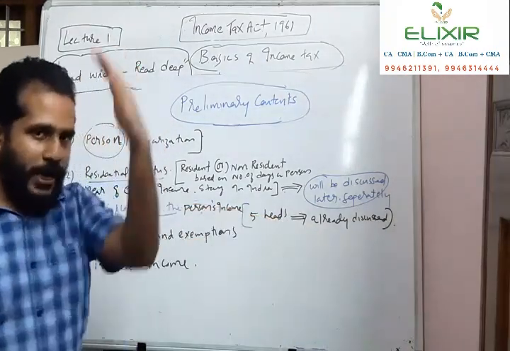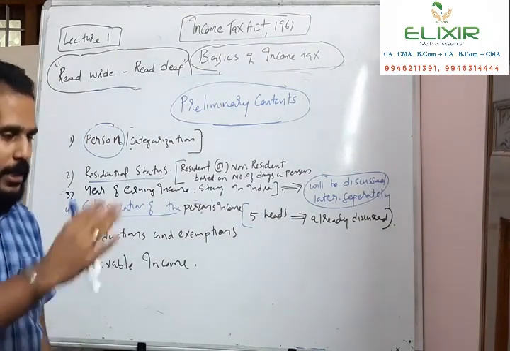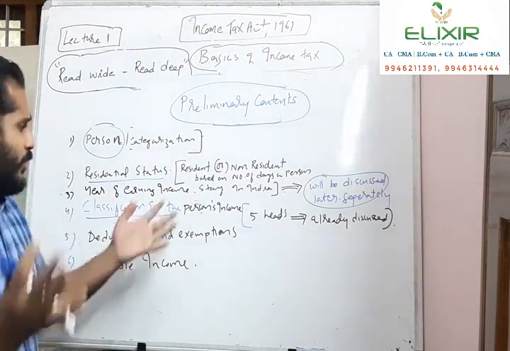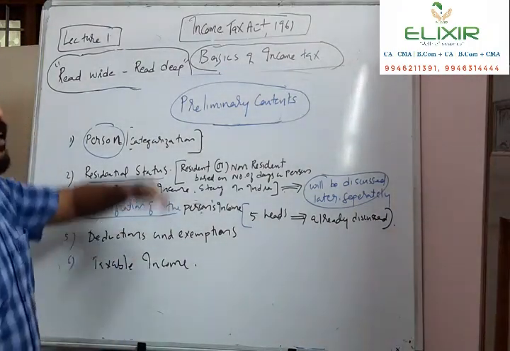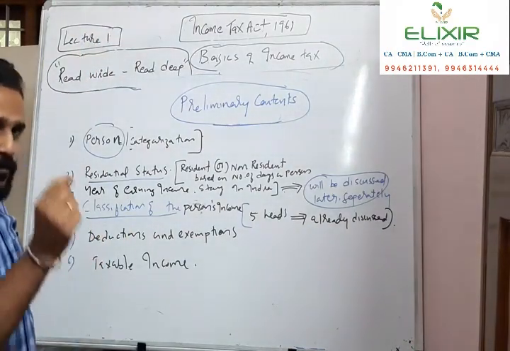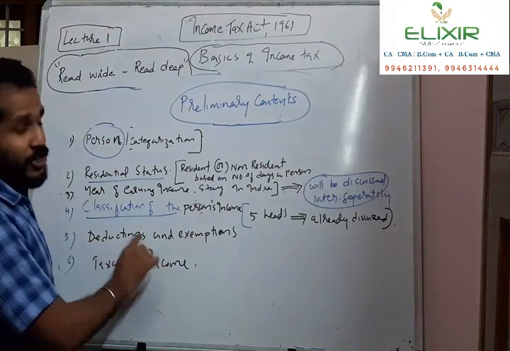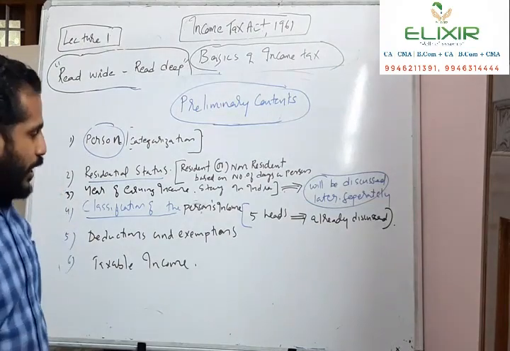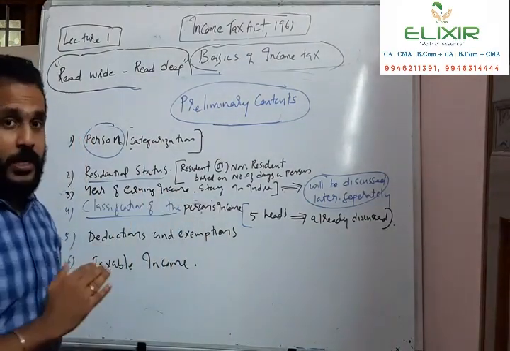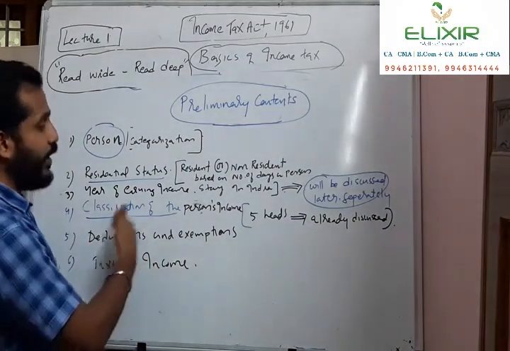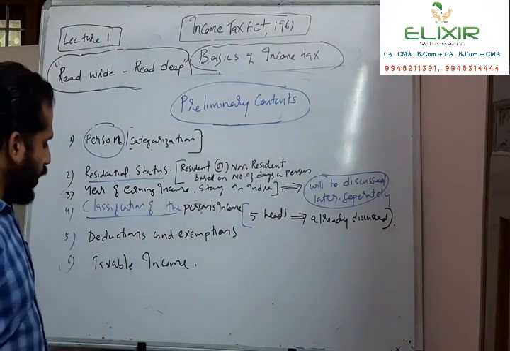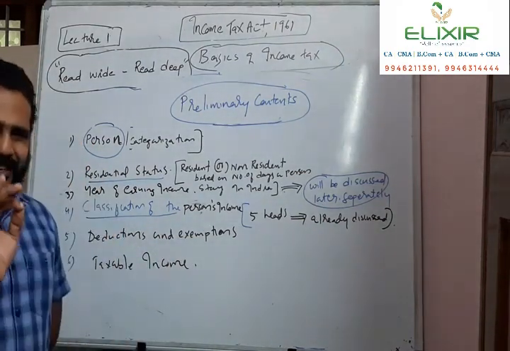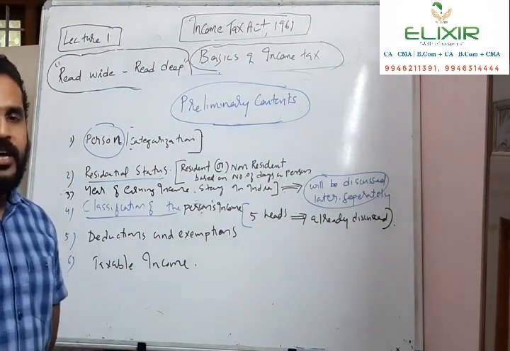We already discussed the 5 heads of income as per the Income Tax Act: income from salary, income from house property, profits and gains from business or profession, capital gains, and income from other sources. After that, we will calculate the total income of that person. From total income, we claim deductions. It will be studied later. There are certain sections which specify deductions from income, and we also apply exemptions. There are certain exempted incomes. What is the difference between deductions and exemptions? We will study. Then after applying the deductions and exemptions, we arrive at the taxable income, on which we will apply the rates of tax.